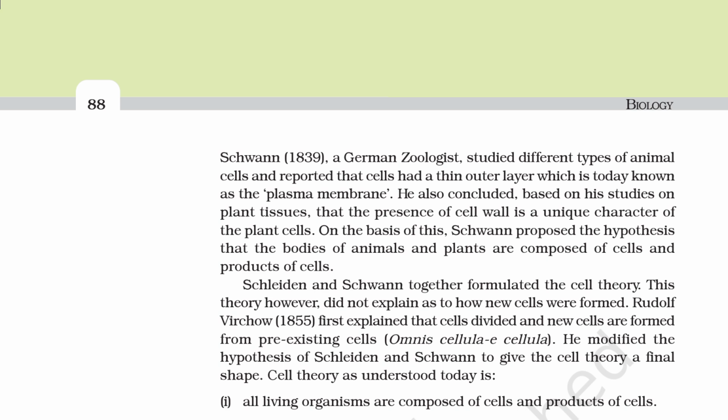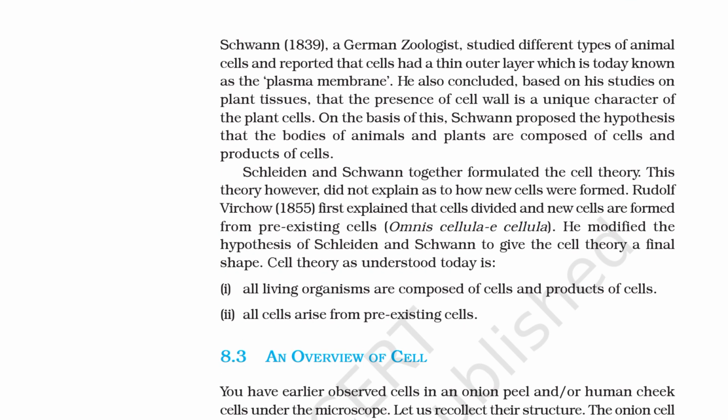He also concluded, based on his studies of plant tissue, that the presence of a cell wall is a unique character of plant cells. On the basis of this, Schwann proposed the hypothesis that the bodies of animals and plants are composed of cells and products of cells. Schleiden and Schwann together formulated the cell theory.